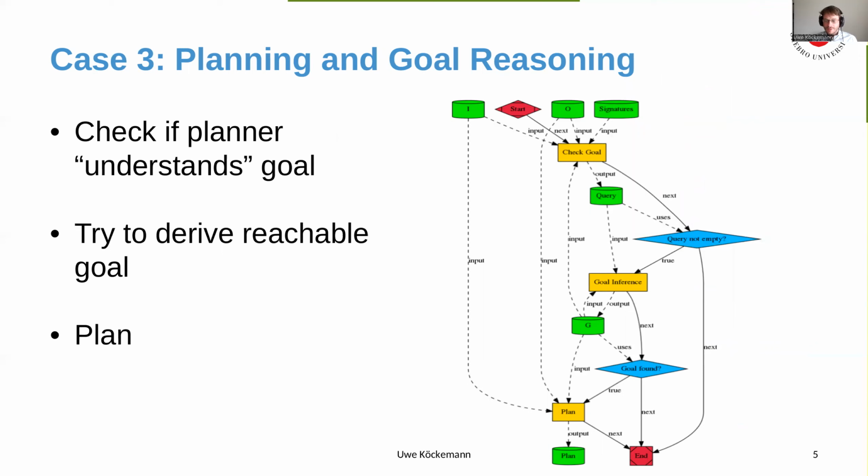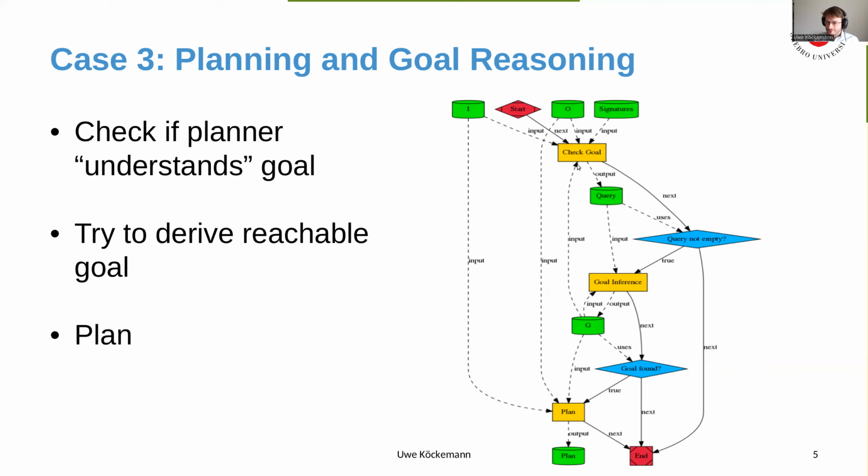The third case is slightly different. So here we also have these green cylinders, which represent how the data is connected. Those were not included in the previous graph because this would make it a bit too complex. So here we have, for example, the initial state I, our set of operators O, signatures. And we also have a goal G, which is in the middle here because it's used by various components. And then we start by checking the goal, which means we test if the planner, based on the operators and signatures, can actually reach the goal.